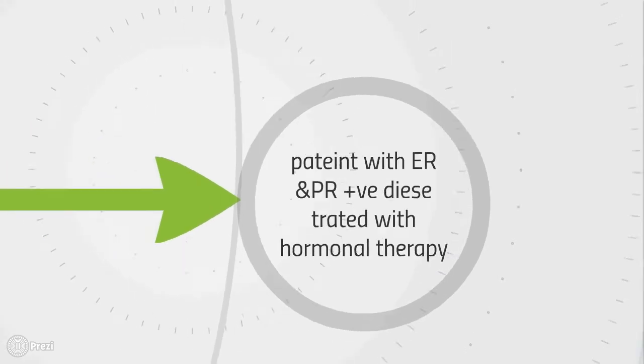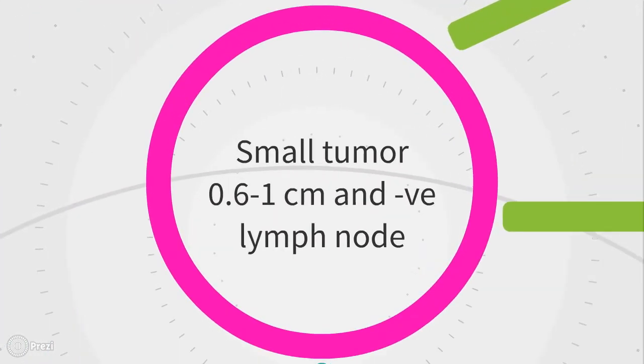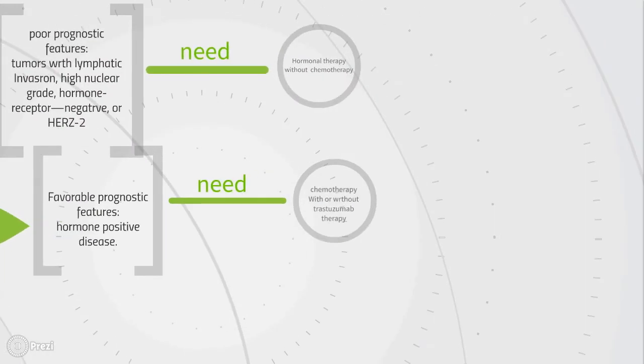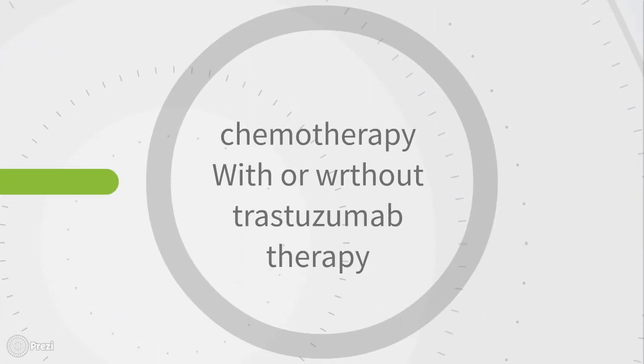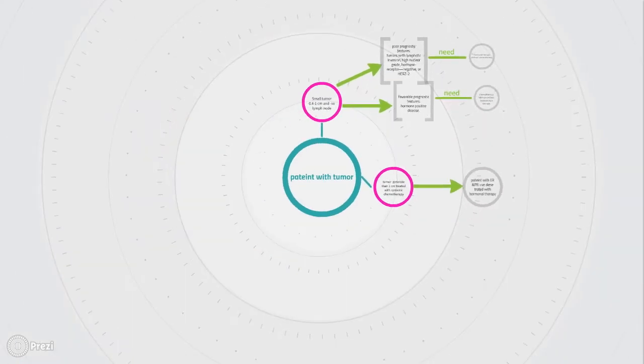If the tumor is smaller, 0.6 to 1 cm, with a negative lymph node, and poor prognostic features, such as tumor with lymphatic invasion, high nuclear grade, hormone receptor negative, or HER2 positive, those need chemotherapy with or without trastuzumab therapy. With favorable prognostic features, hormonal positive disease needs hormonal therapy without chemotherapy.